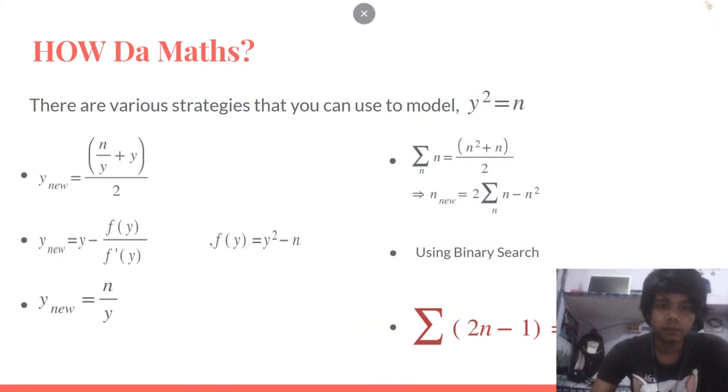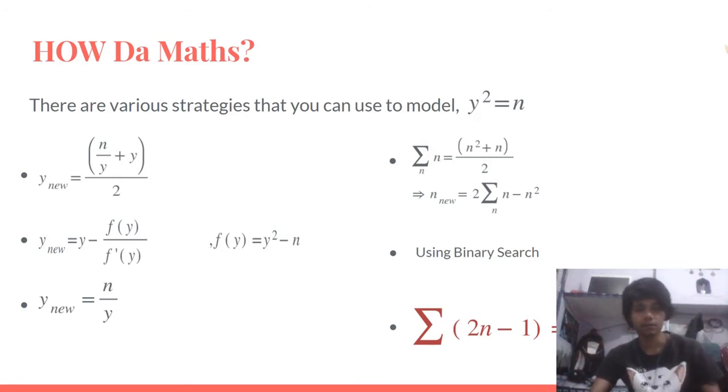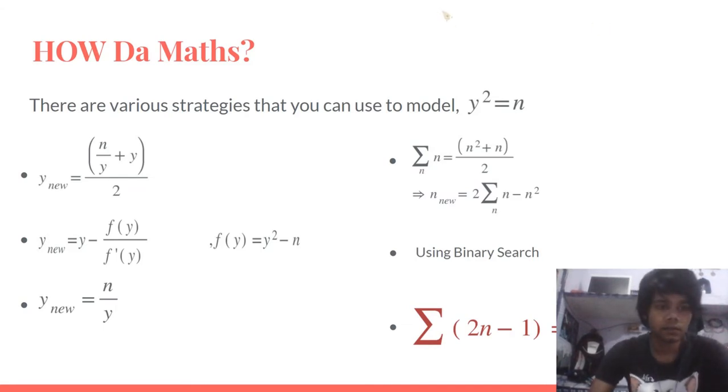During my research for this project, I came across a lot of variations to model this equation y square equals n, and some of these are given in this slide. As you can see, in the first three approximations we are using recursion relations, and the second one is Newton's method to find the roots of this equation. So finding the square root of n is basically finding the root of this equation.